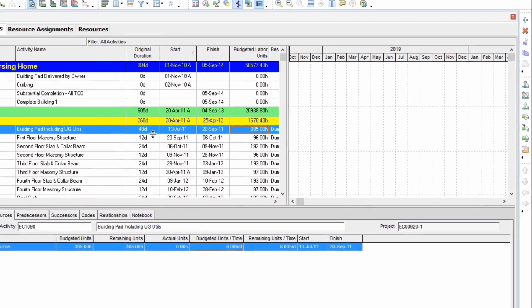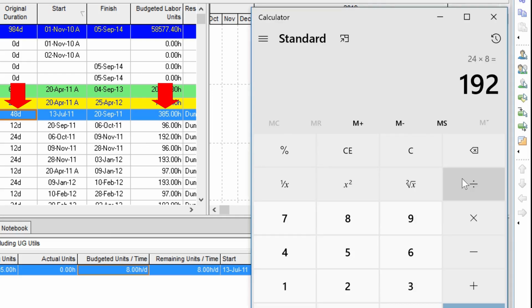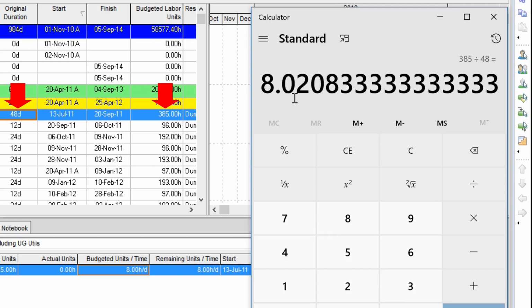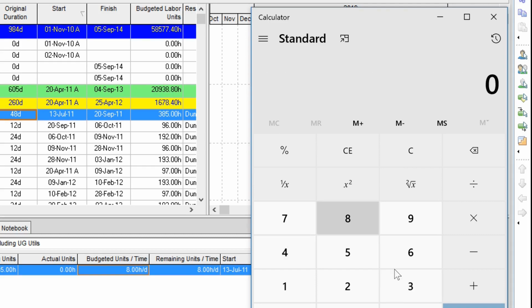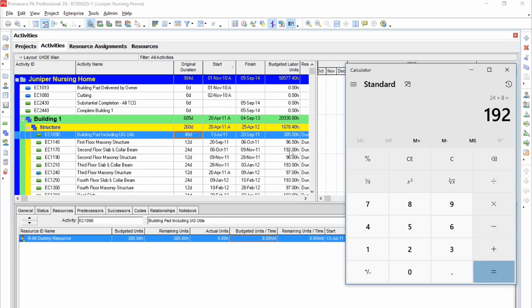For the first activity, we have 48 days duration and 385. So 385 divided by 48, 8 hours per day. For the next activity, 96 divided by 12 days, 8 hours per day. So for the third activity, 24 in 8 hours, 192. So it means the budgeted man hours or budget labor units have been calculated based on the duration of the activity. The longer the duration, the more the budgeted man hours.